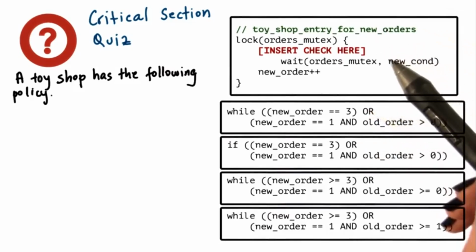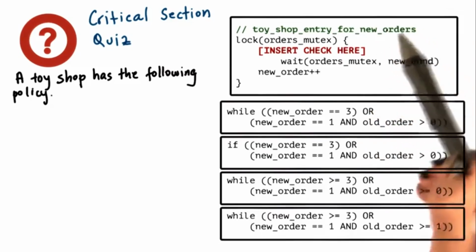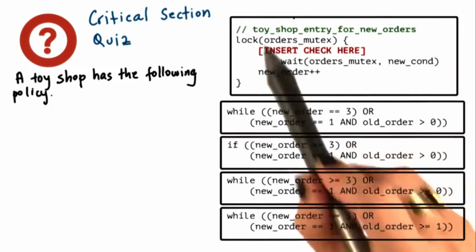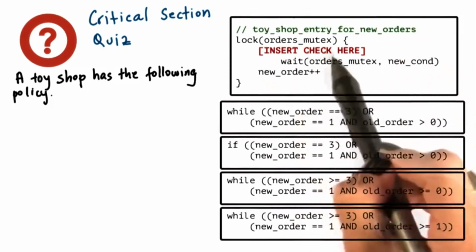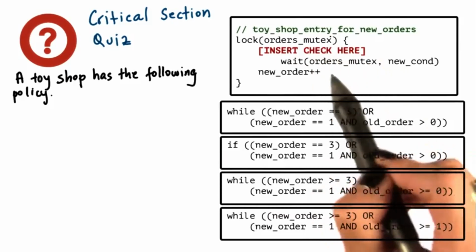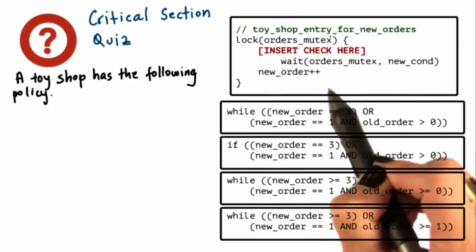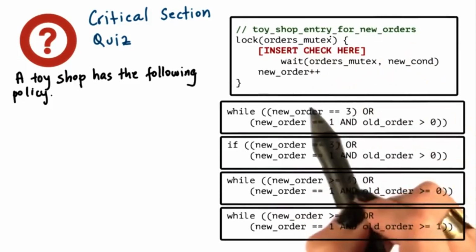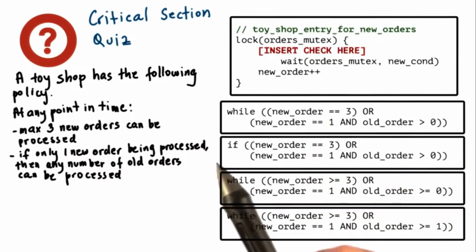Only a certain number of threads, a certain number of workers, will be able to operate in the toy shop at any given point of time. So there will be a mutex, orders mutex, that controls which workers have access to the toy shop, basically which orders can be processed. The toy shop has the following policy.